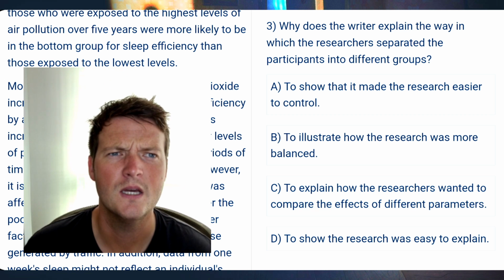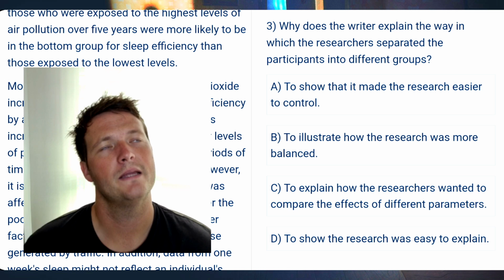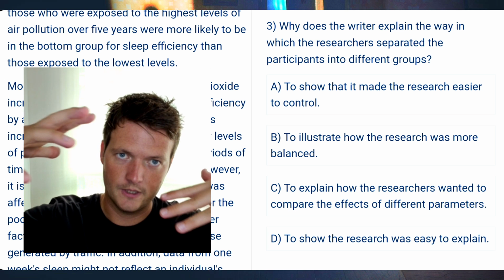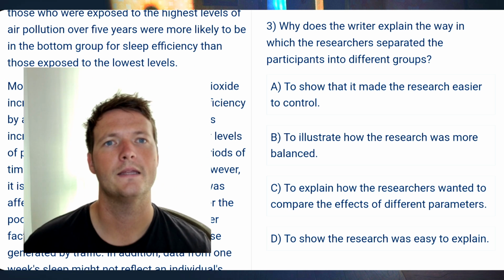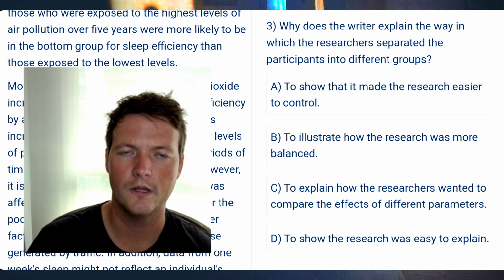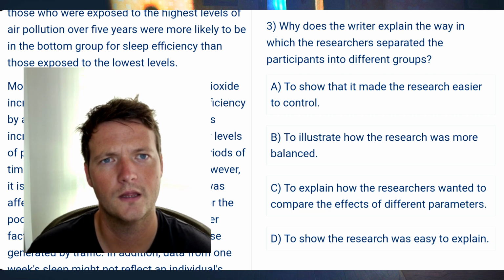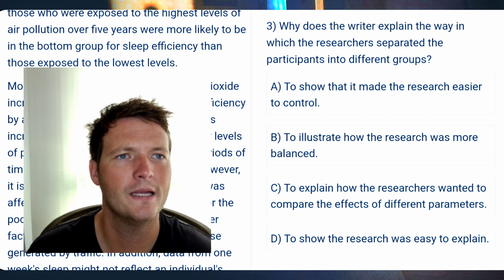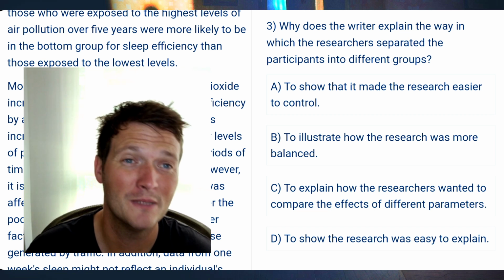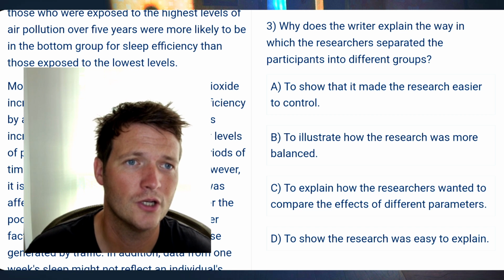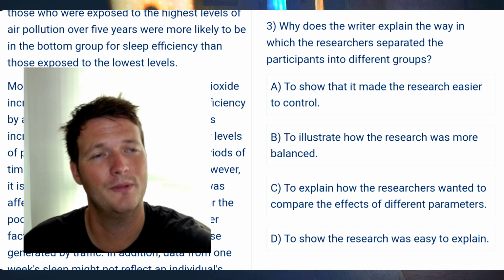B, no, because I suppose they explained that first of all it was to do with pollution, and then they added in a whole other load of factors to say how they did it. They controlled for those kind of things. To explain how the researchers wanted to compare the effect of different parameters. To show the research was easy to explain.